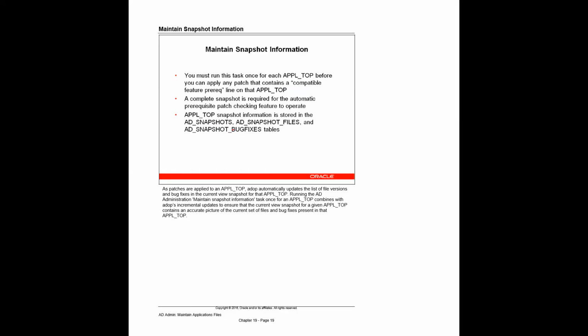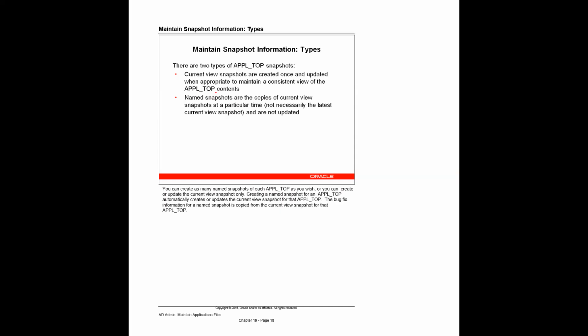You can tell them there are 3 tables starting with AD_SNAP. You don't need to tell specifically. At least you can tell that there are some AD snapshot tables where all this file versions information is stored. If you are able to tell that, it's okay. The other one is, sometimes your patch will tell that it is a compatible feature prereq. In that case also you run this.